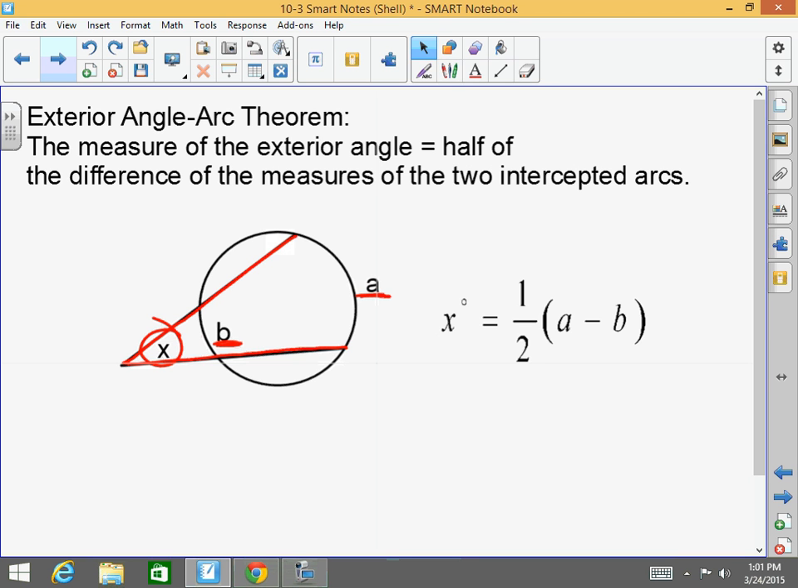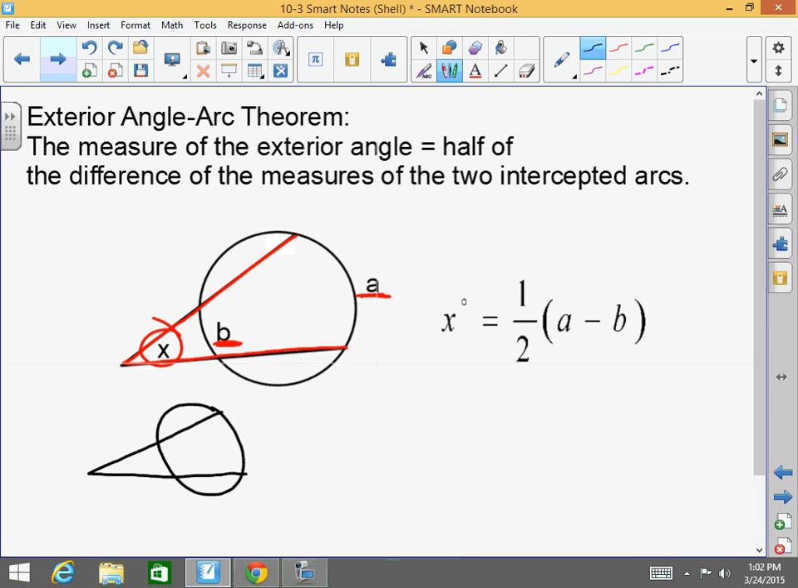So what does this mean? I have this circle here, and let's say this arc is 80, this one is 30, and I want to find x. Well, x will equal 80 minus 30 divided by 2, so x will equal 25 degrees.